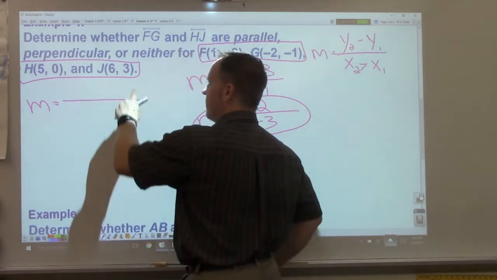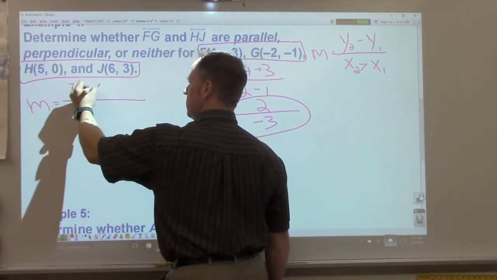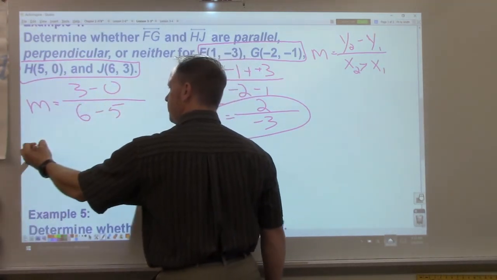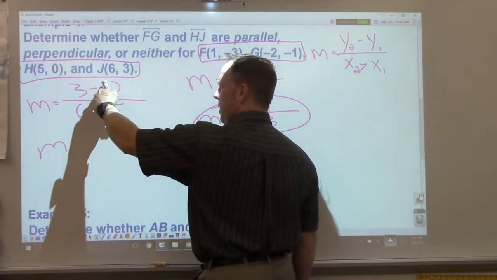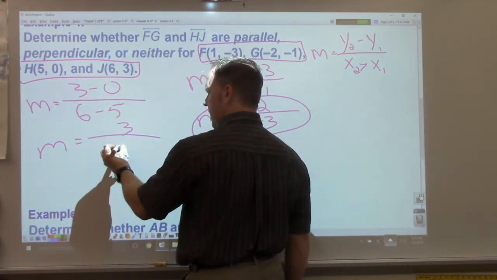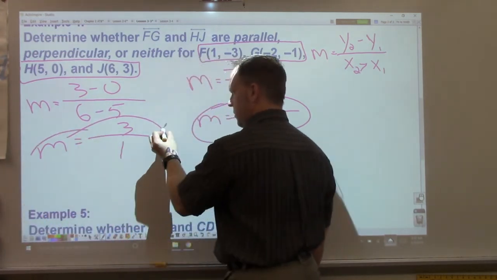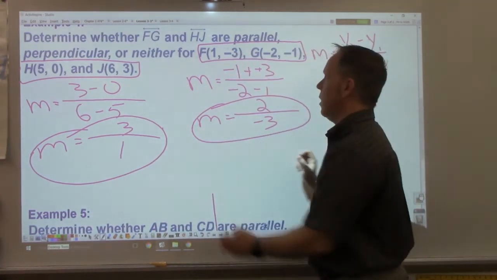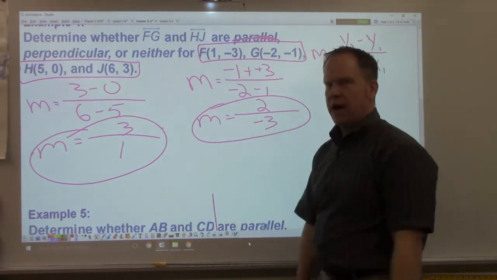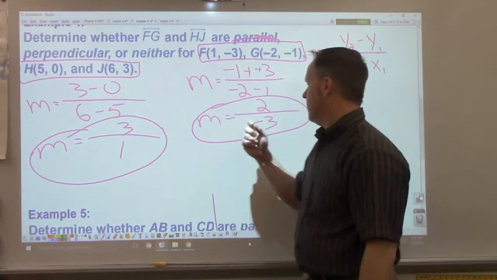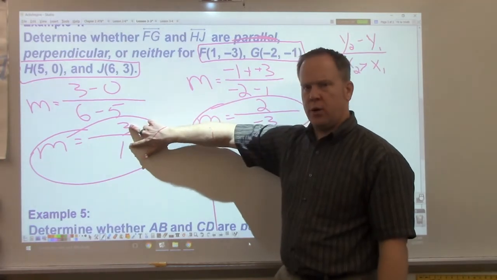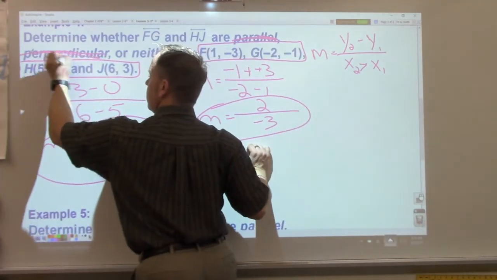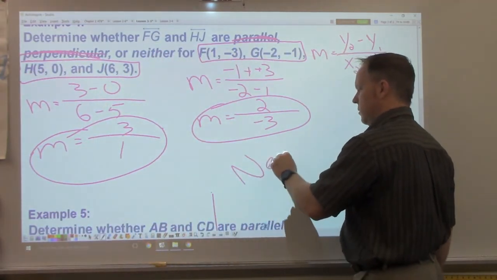Slope of HJ: 3 minus 0 over 6 minus 5. Now, are they parallel? Are these the same? No, so they're not parallel. Are they opposite reciprocals? Well, this one's positive, this one's negative. But if I take 3 over 1 and flip it, do you get 2 over 3? No, so these are not perpendicular either. These lines are neither.